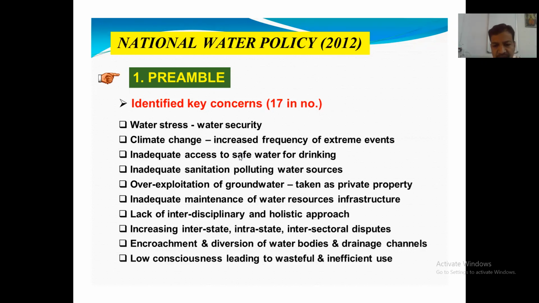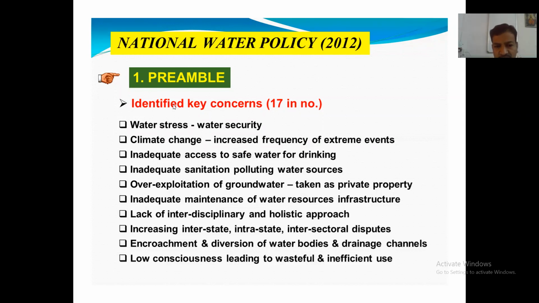Increasing interstate, intrastate and intersectoral disputes, for avoiding any water disputes, that is also considered. Encroachment and diversion of the water bodies and drainage channels that are studied. Low consciousness leading to wasteful and inefficient use of the water, those points are also identified.